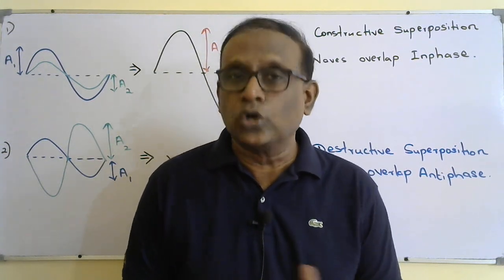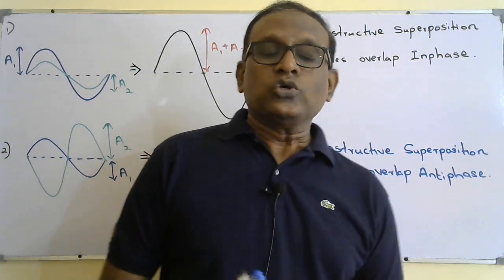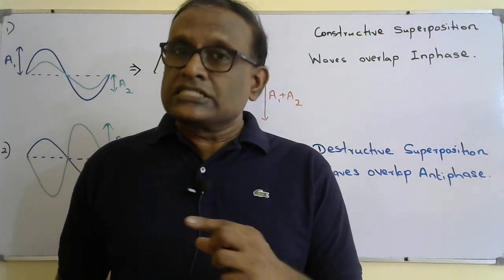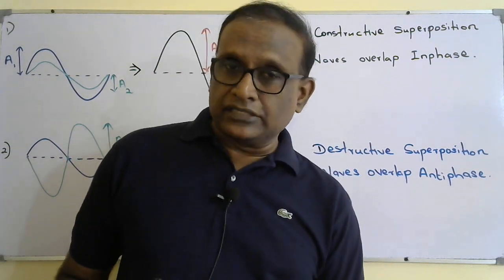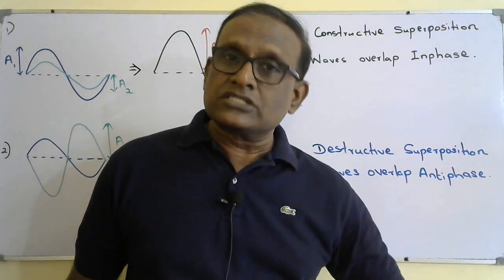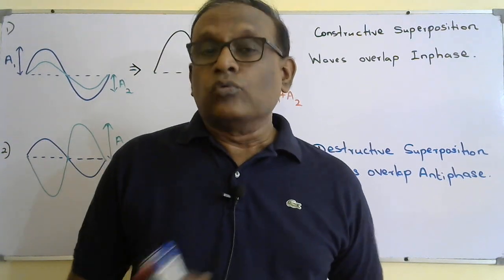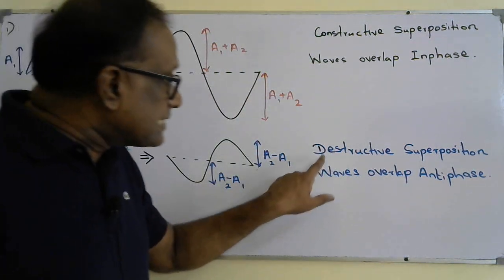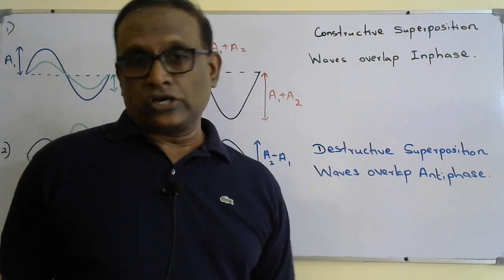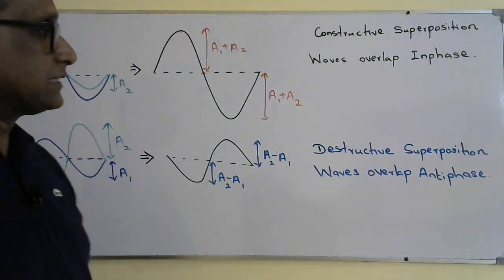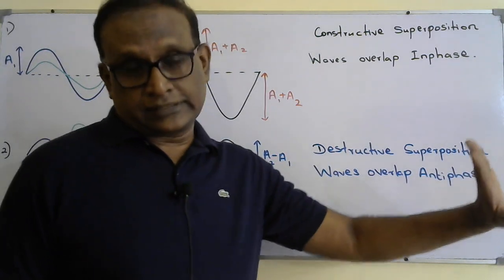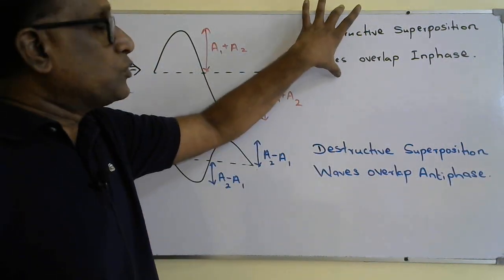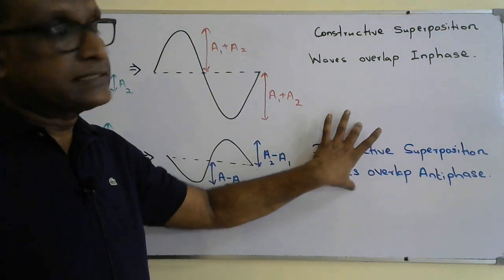Okay, so I'll talk about only superposition of two waves. When two waves overlap at a point, if they overlap such that the crest of one wave and the trough of the other wave, or the trough of the first wave and the crest of the second wave, we say the waves are overlapping antiphase and destructive superposition is occurring. We call that type of superposition destructive superposition. So you must know the conditions to have constructive superposition and destructive superposition.